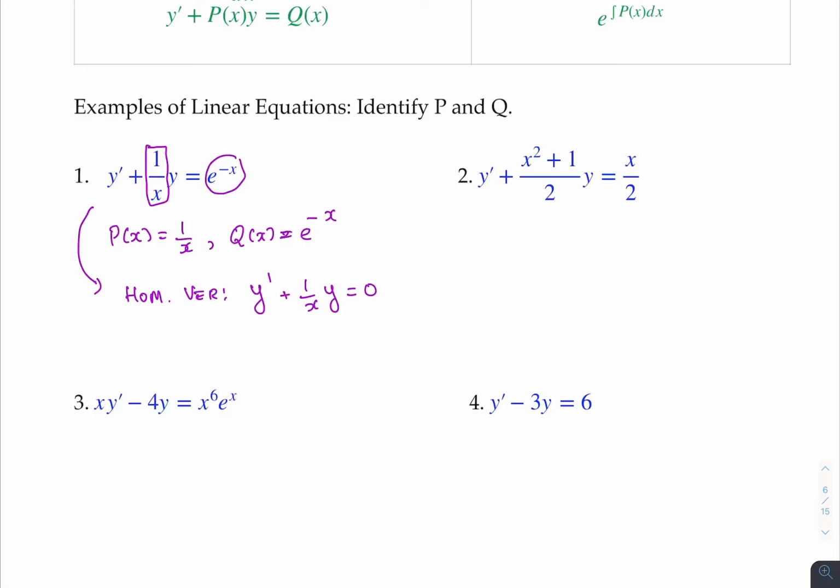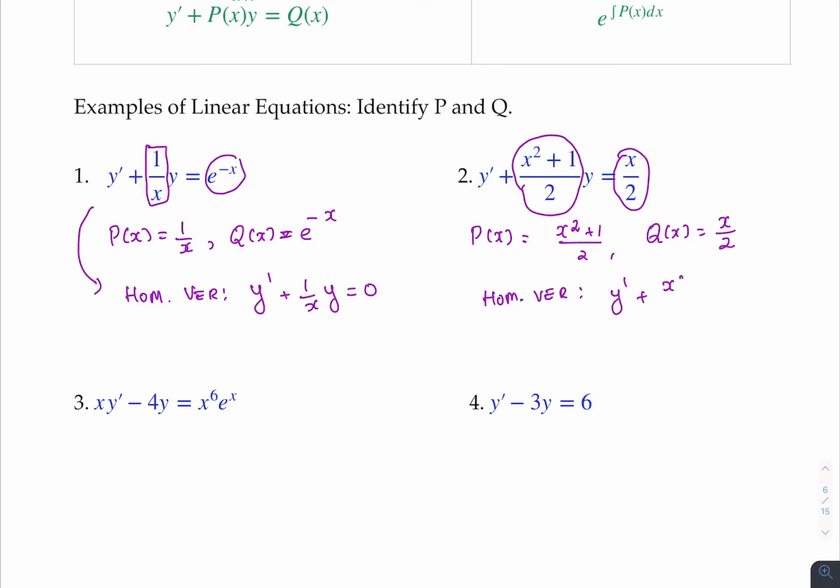If you take a look at the second example, again, this is already nicely in the standard form. Here, this is going to be my p of x, and this is going to be my q of x. Therefore, p of x is equal to x squared plus 1 over 2, and q of x equals x over 2. Again, the homogeneous version of this would be y prime plus x squared plus 1 over 2 times y is equal to 0.